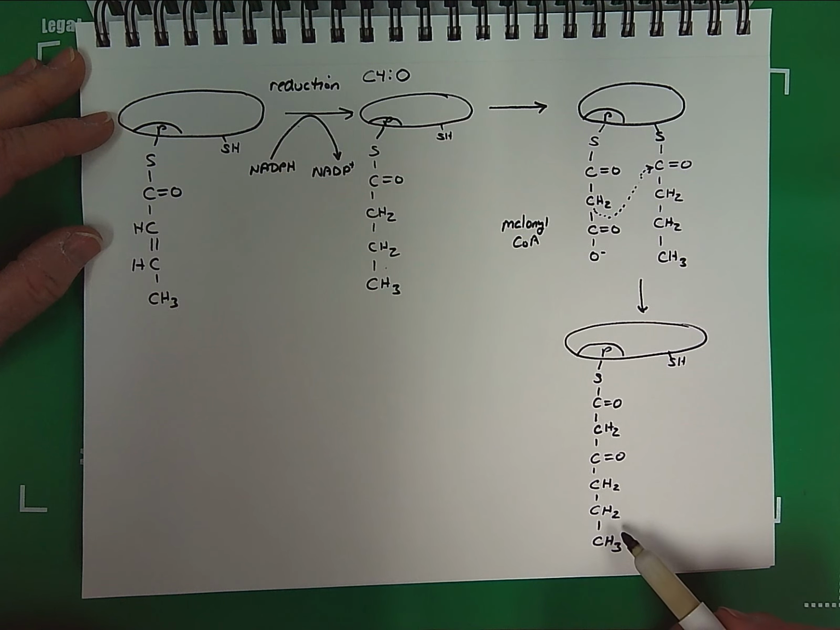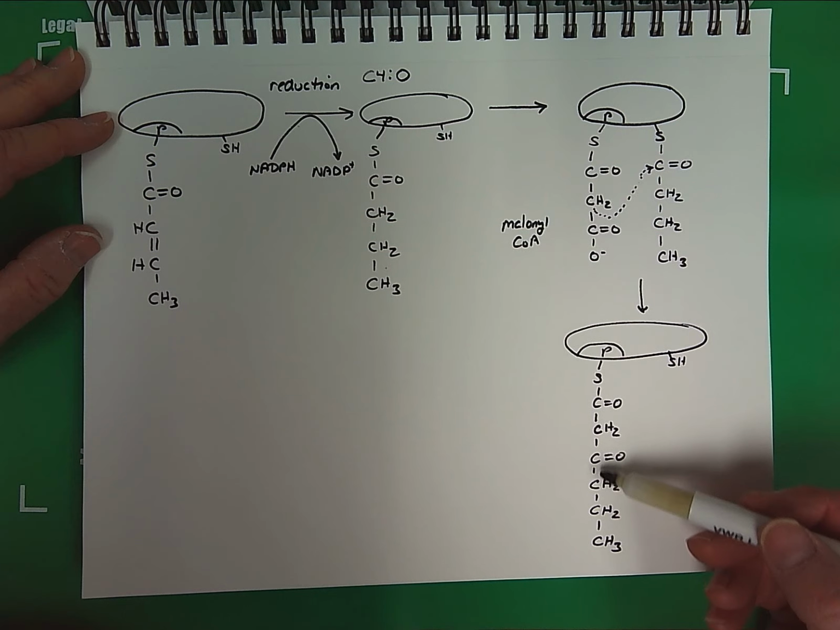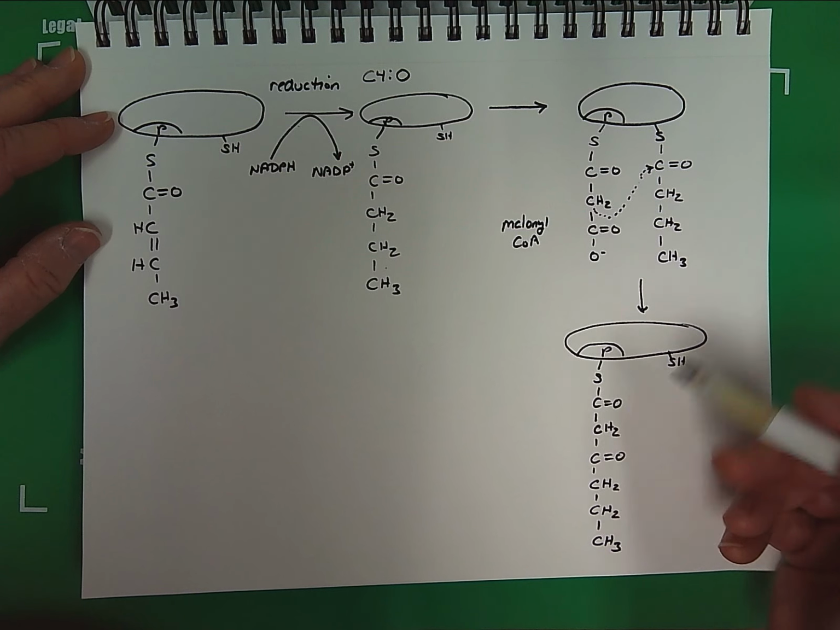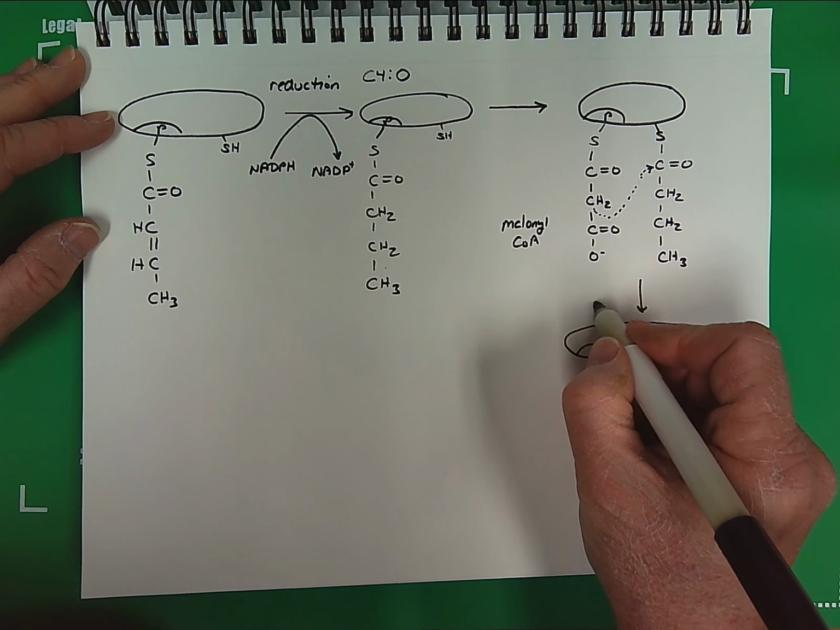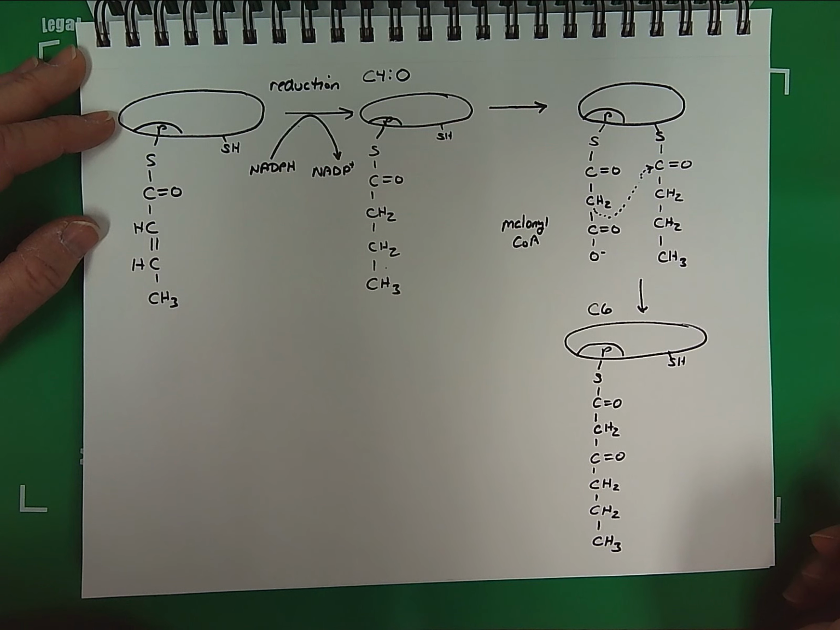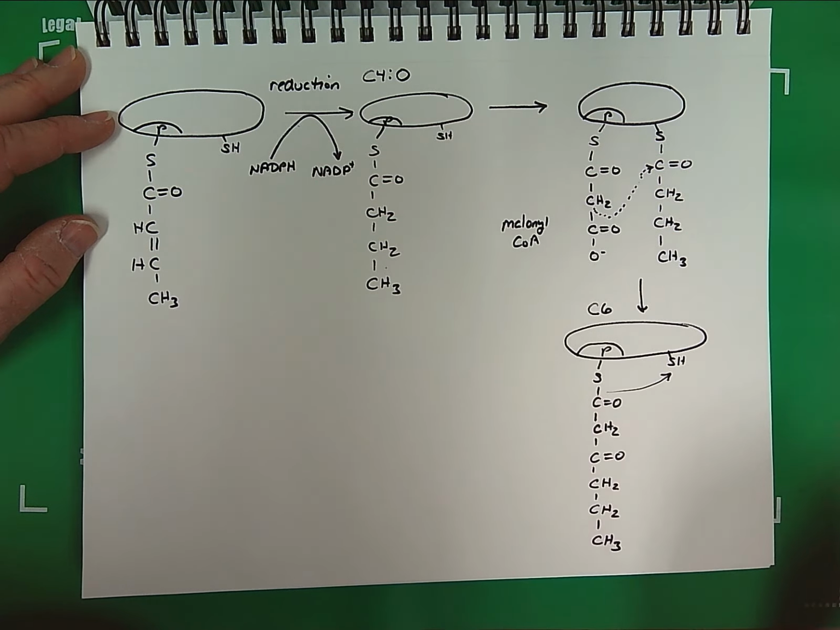Notice what we've added here. Here's our 4 carbon that we started with. Here's our acetyl group we added. And once again, we've now added 2 more carbons, and now we have a C6 carbon chain. The next step, of course, is to transfer this to the sulfhydryl group.